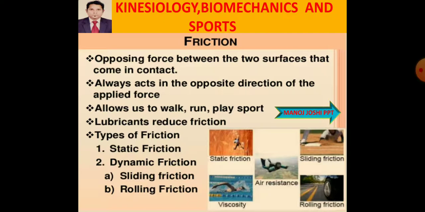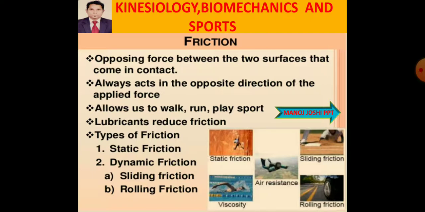There is both static friction and kinetic friction. Two types of frictions are there. Static friction is the friction before an object starts to slide, while kinetic friction is the friction when the object is actually moving or sliding. So we will discuss the types of the friction also.